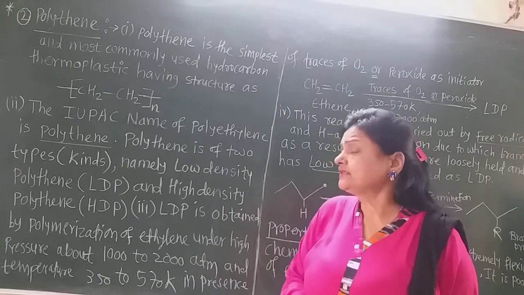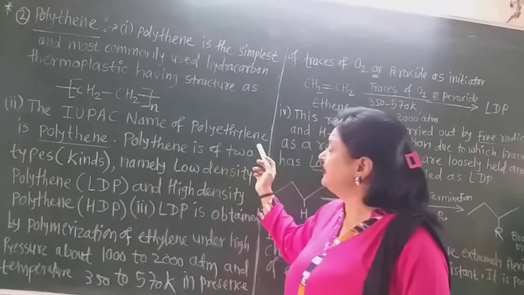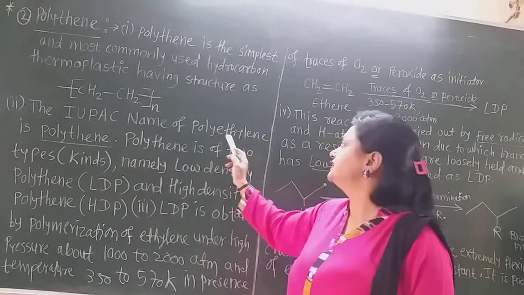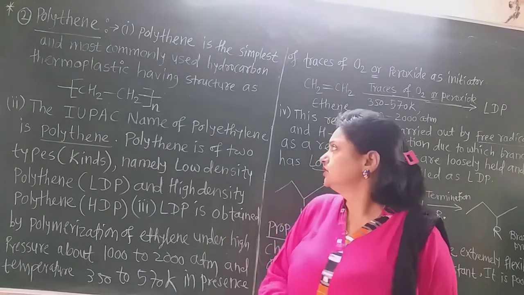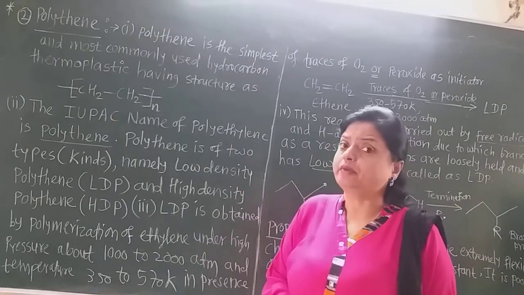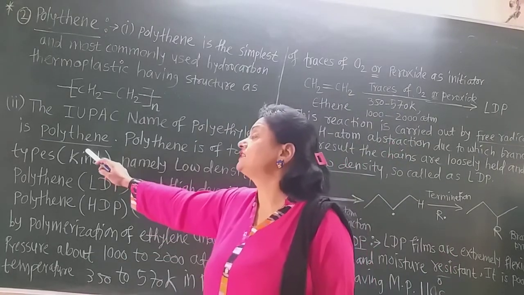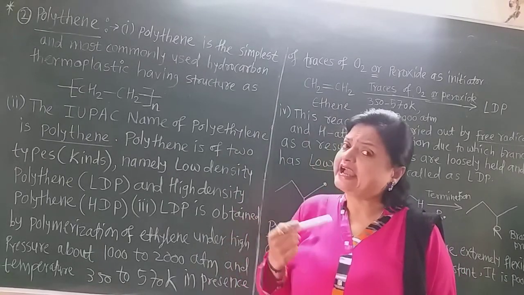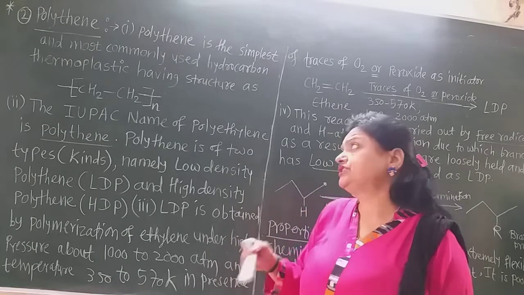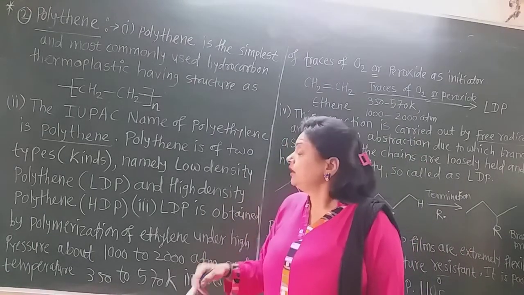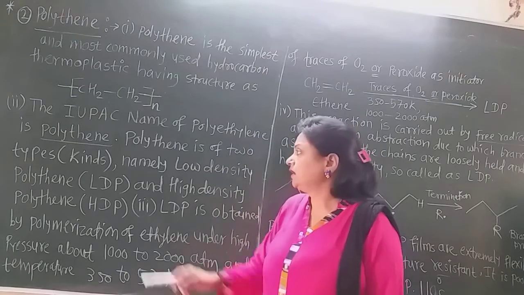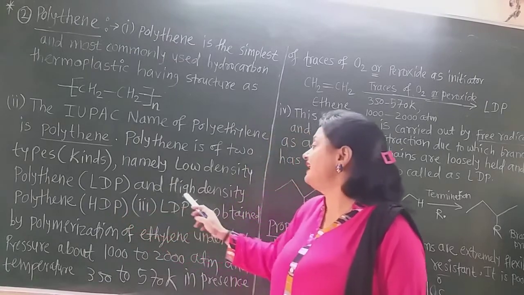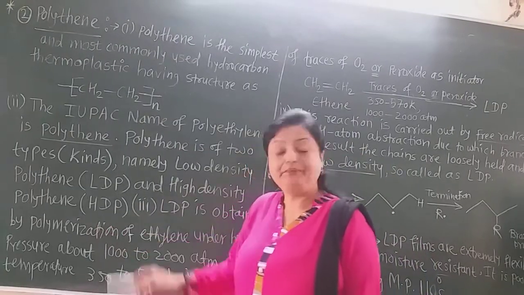Now see, the IUPAC name of polyethylene is polythene. Ethylene is the common name of the monomer ethene. So polyethylene is the common name of polythene, but the IUPAC name is polythene. Many ethene molecules get added or polymerized to form this polymer, that is polythene. Now polythene is of two kinds, namely low density polythene and high density polythene, HDP.